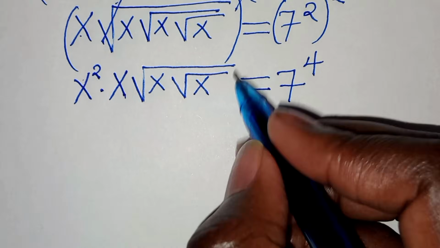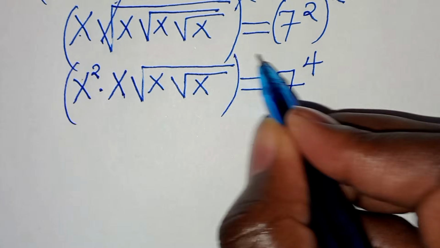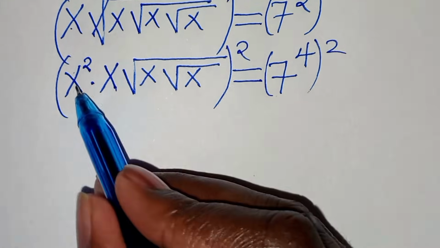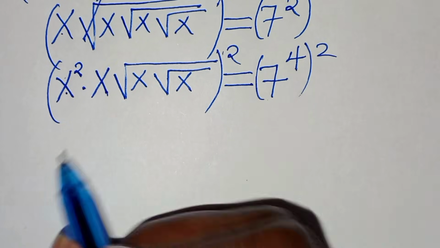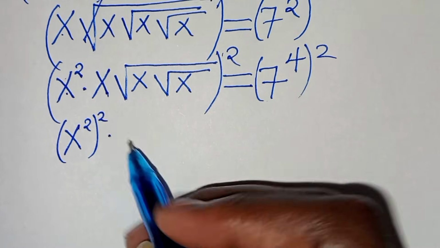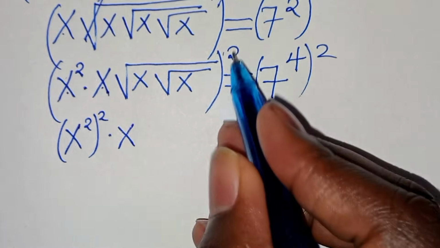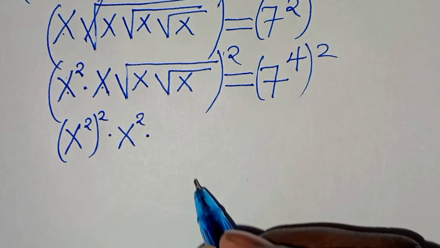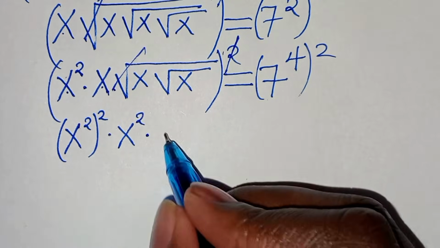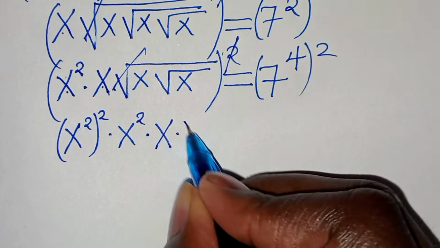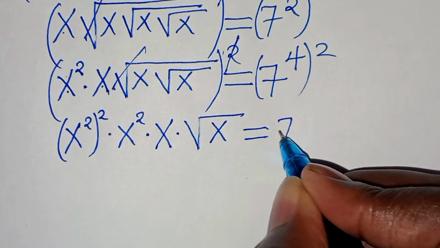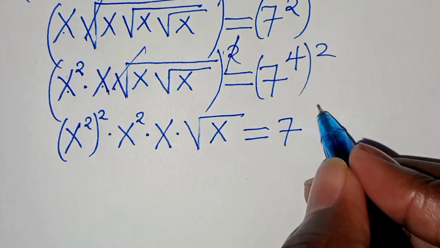Now the next step is to square on both sides again, so that now here we have x to the power of 2 raised to the power of 2. So this is x to the power of 2 raised to the power of 2 times x to the power of 2 multiplying by, now here we eliminate the third square root sign, so times x, then times square root of x. This is equal to 7 to the power of 4 times 2, which is 8.